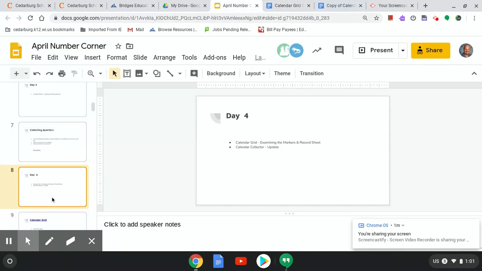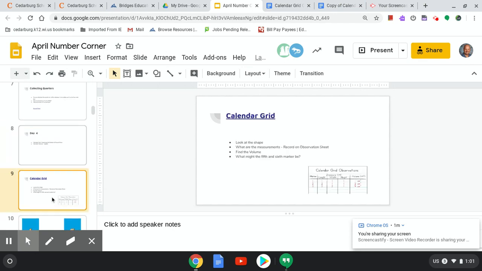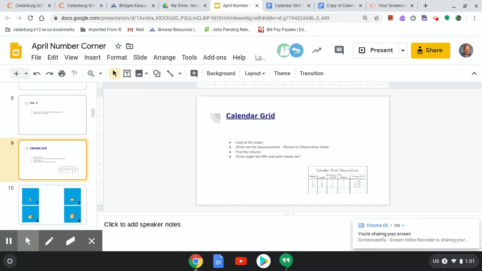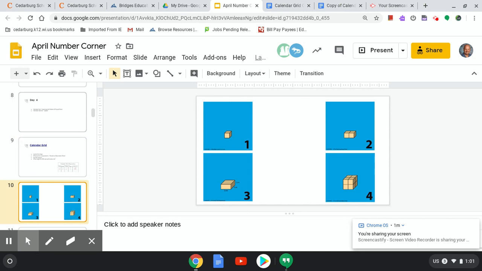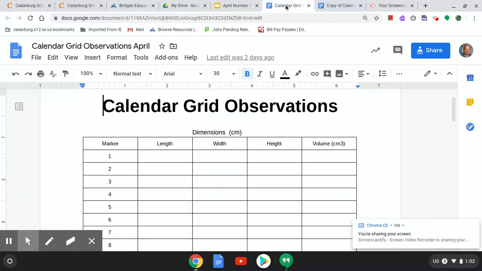So let's take a look at what we are going to be doing. Look at the measurements. Now, number 1 is obviously pretty easy. Each one of these cubes is a centimeter. So what are the dimensions of this first cube, day 1? You've got to imagine these markers being up on the calendar like we normally have them. So day 1, it looks like our length is 1 centimeter, our width is 1 centimeter, and our height is 1 centimeter.